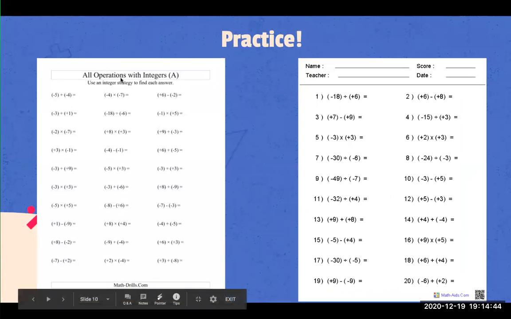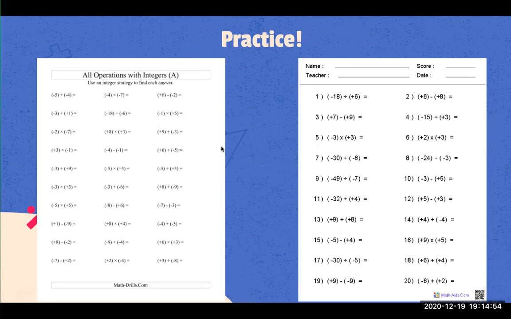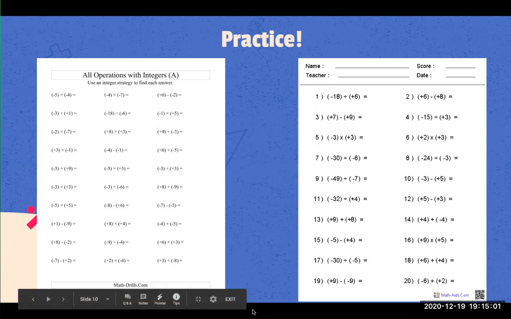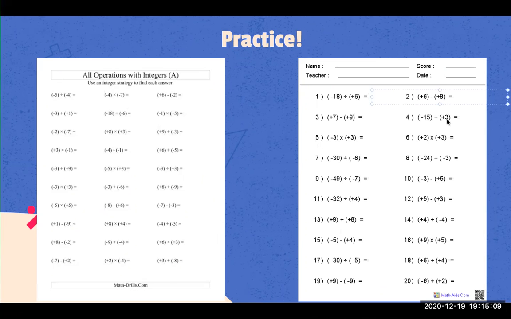Okay, so for practice, we're gonna do the first 13 problems of this. So first off, I'm gonna do number 1. Let me get my annotation tool. Okay, here we go. Negative 18 plus 6 is negative 12.